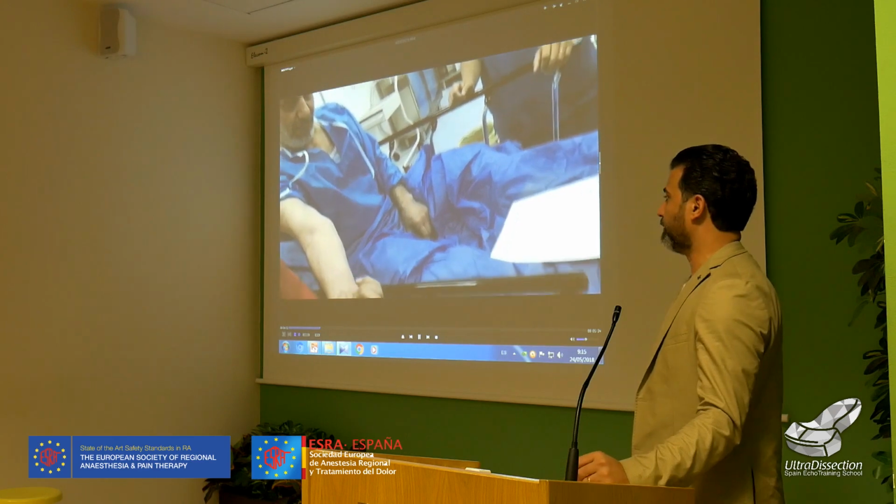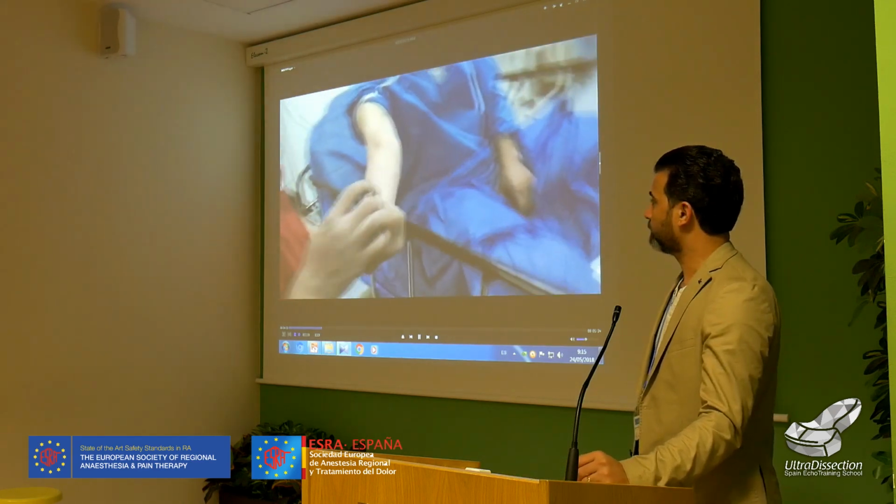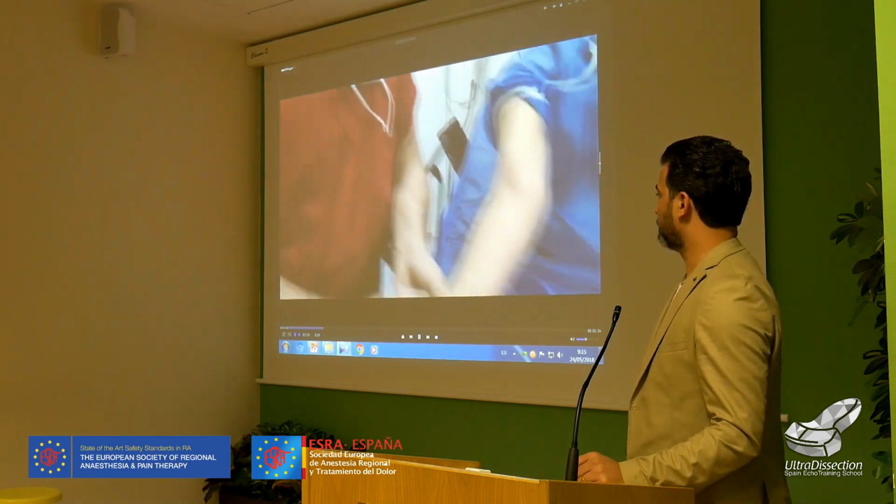Also, median nerve problem, mild median nerve injury also, in the EMG.